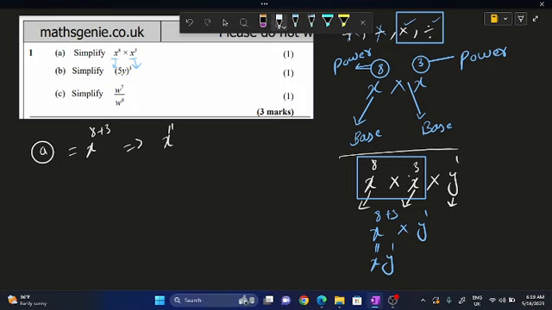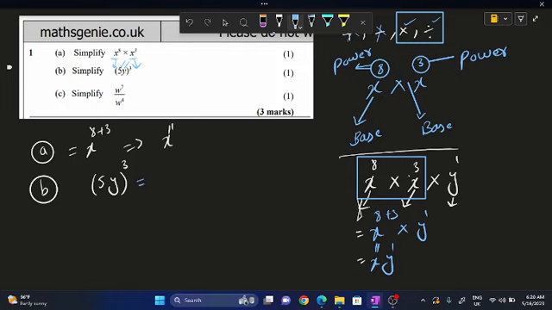Hope you are getting my point. Anyway, B part is 5y whole raised to the power 3. You can see this power is over 5 and y, not only y, not only 5, that is over the bracket.